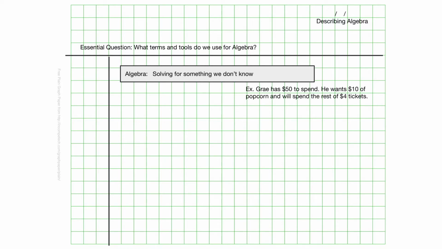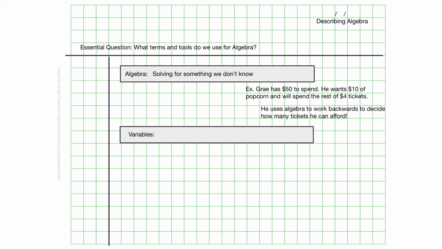For example, if Gray has $50 to spend and he knows he wants $10 worth of popcorn, but the rest of it he can spend on $4 tickets, if Gray's thinking about how many tickets he can buy, he's using algebra. And he would use that algebra to work backwards to decide how many tickets he can afford. We call this algebraic thinking. So we do it all the time, whether we recognize it or not.